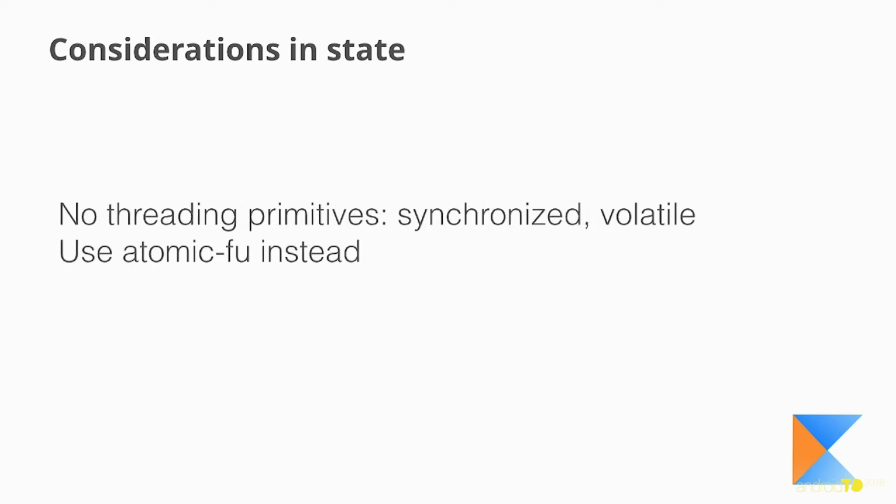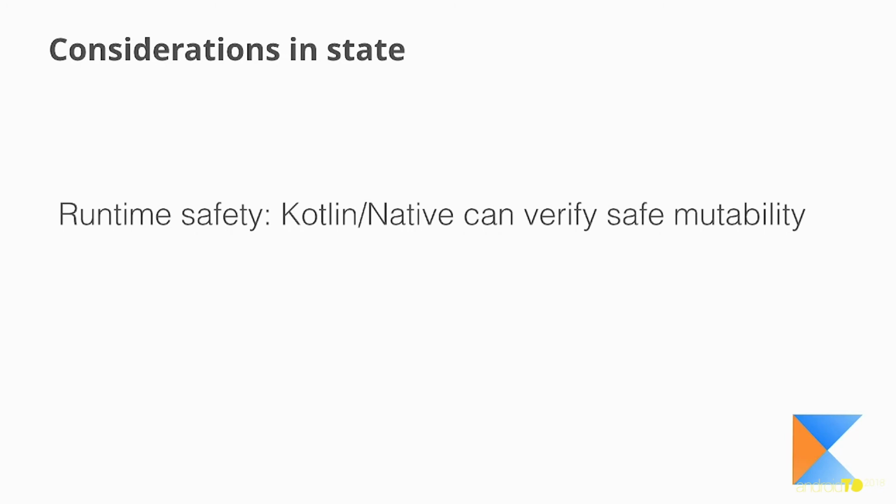There are no threading primitives in Kotlin Native, such as synchronized or volatile. So a recommendation from JetBrains is to use AtomicFU, this library for atomic transactions, instead. And Kotlin Native can verify safe mutability. That's called runtime safety, and it's contained in a few programming languages.